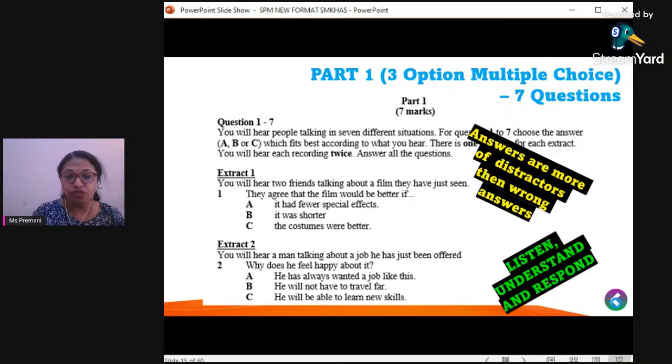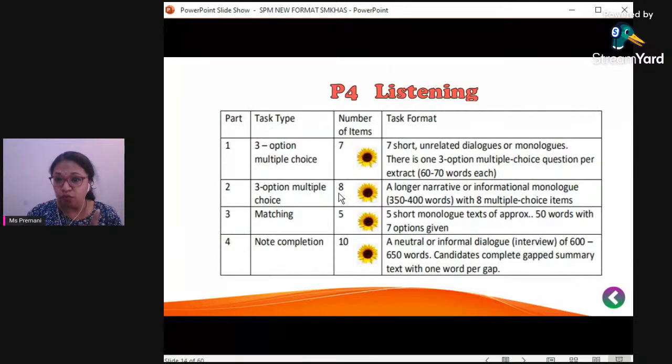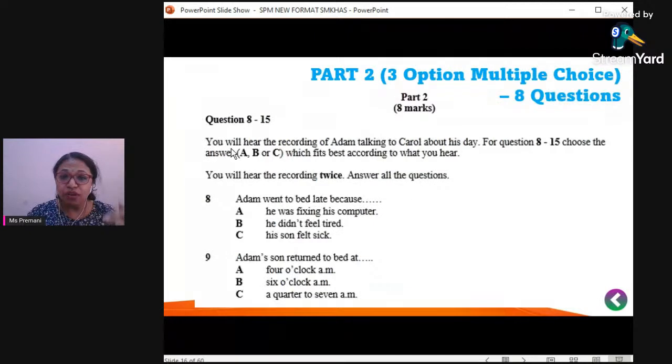So that is part one. Different text for different question. Remember. Part two is three-option multiple choice again. It's longer. It means there are 8 questions. The whole 8 questions use one long text, 350 to 400 words. Okay, this one, I didn't put the whole set because if I put it, it becomes too small. So I only take the beginning part.